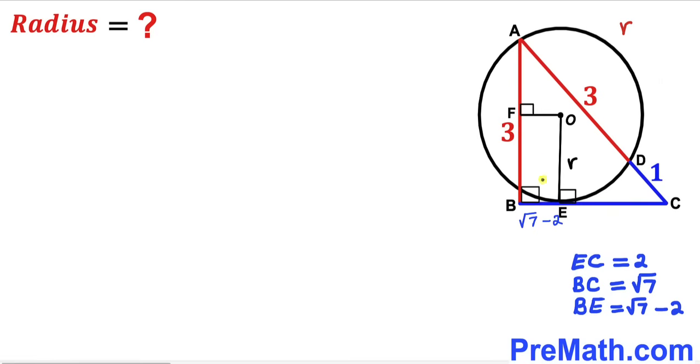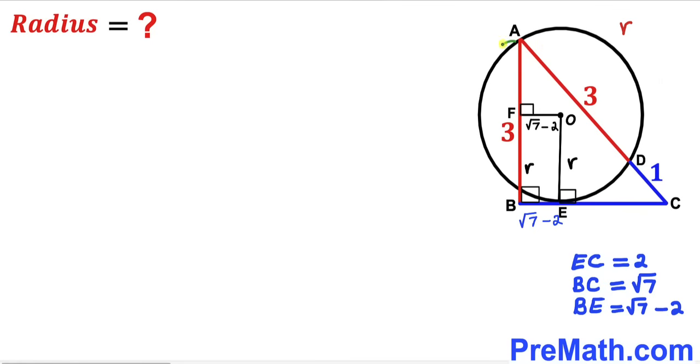And now let's make an observation. We can see that this OF length is going to be equal to this BE length. So therefore, this segment OF length is going to be square root of 7 minus 2 as well. And furthermore, this segment BF length is going to be equal to this OE length, and we know this is our radius, lowercase r. So therefore FB length has got to be lowercase r radius as well.